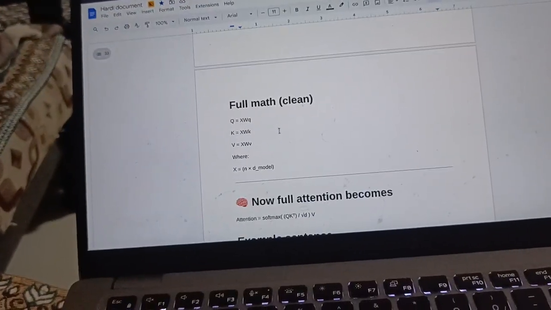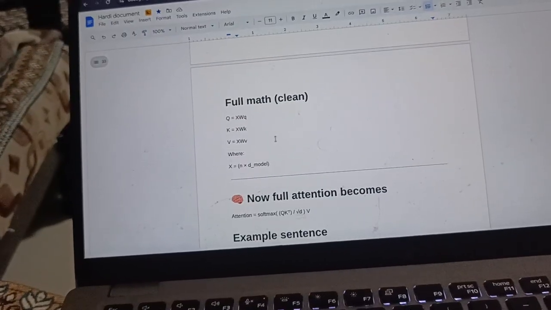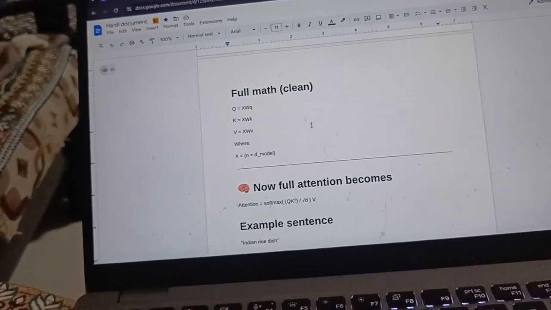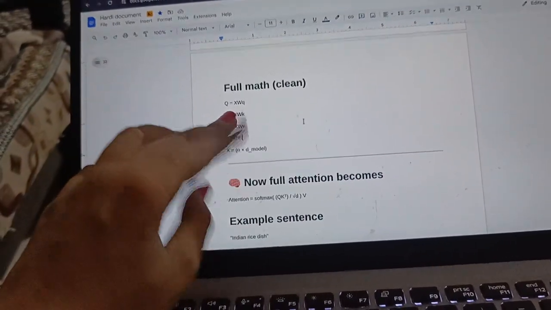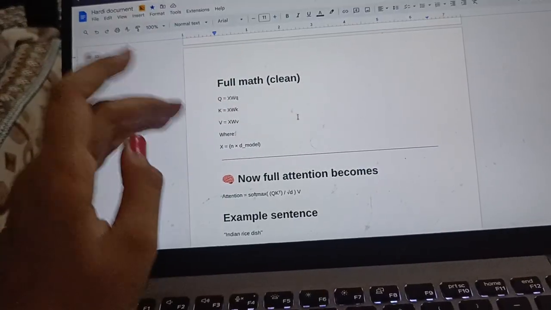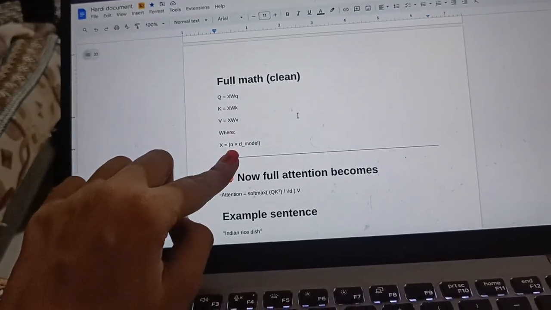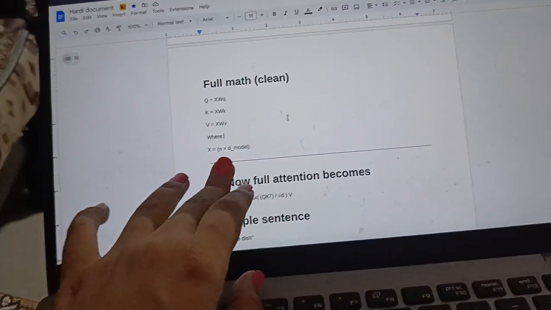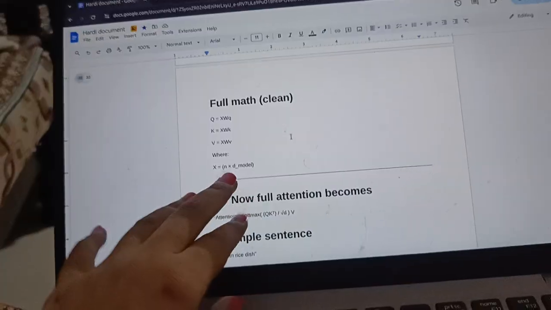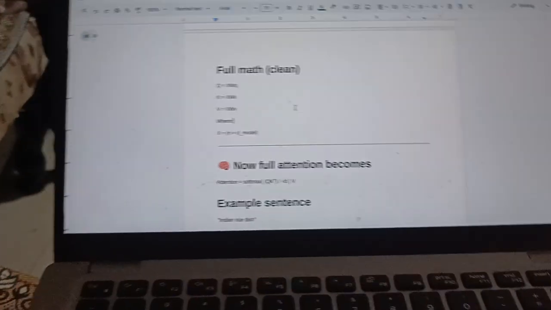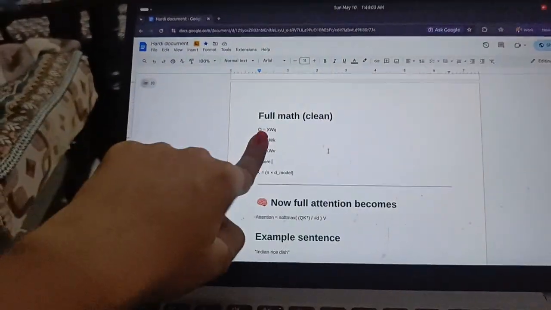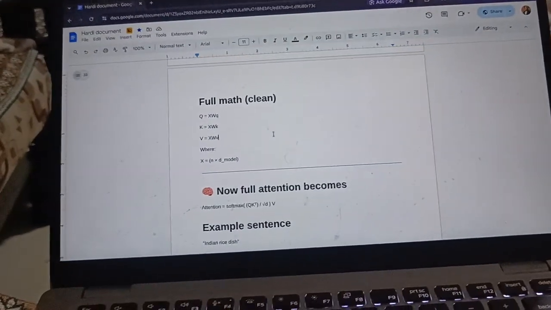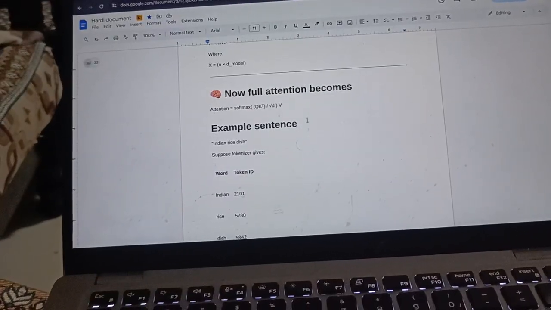So this is not a real thing, and I mean it is a real thing, but let's just move forward. So here is the clean math about it. X into WQ, X into WK, where X is equal to n into d_model, where n is the vocab words, and d is the dimensions. That makes these embeddings. So that means embeddings into WQ. And then we have the formula which we already discussed earlier.